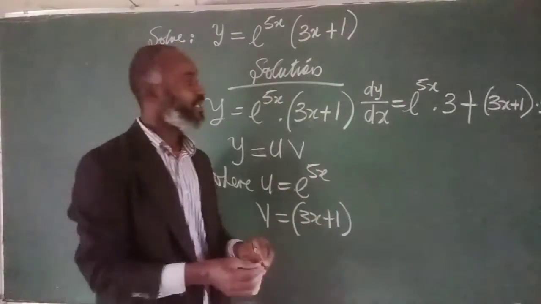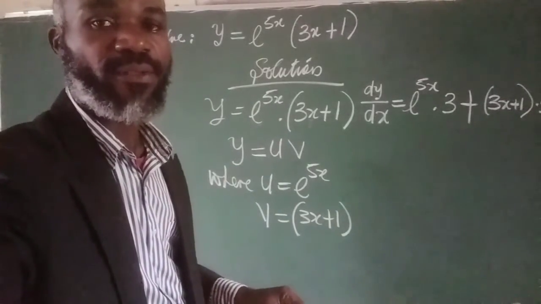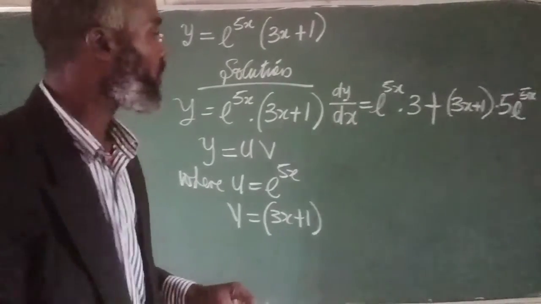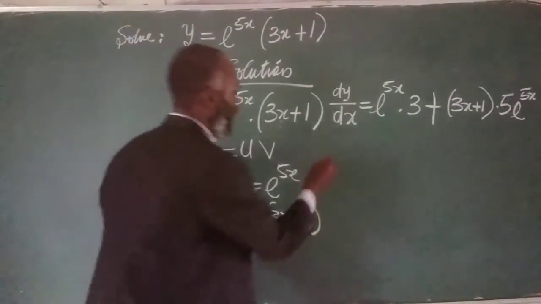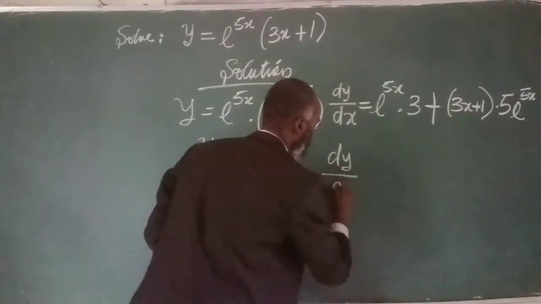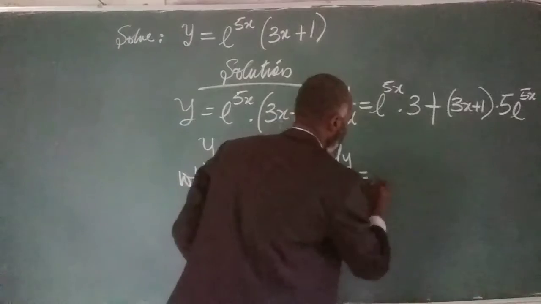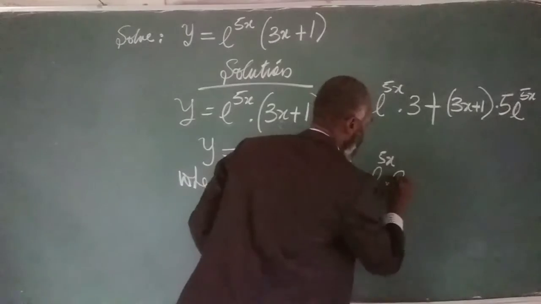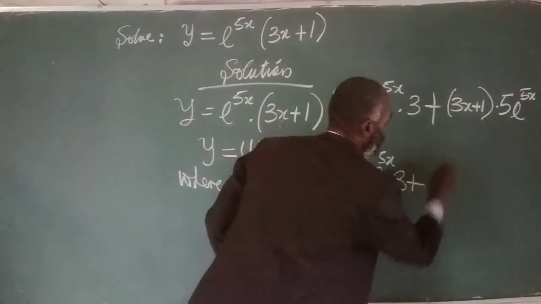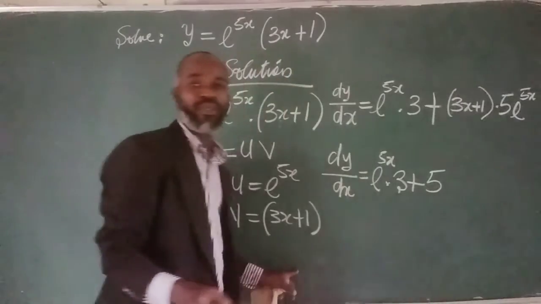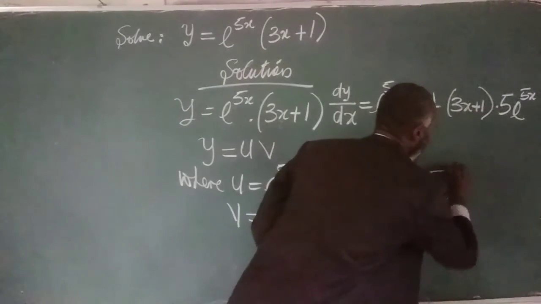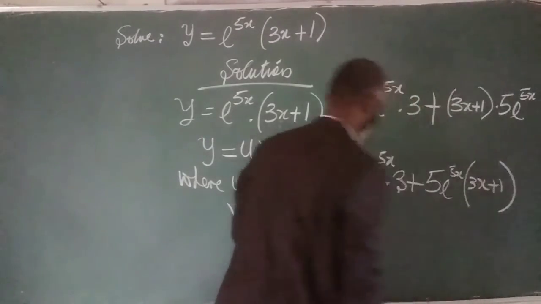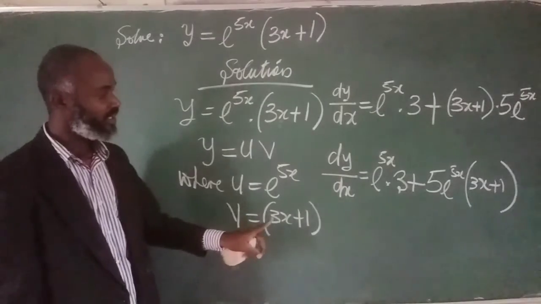So that is it. Okay, let me adjust my camera so that the end will be exposed. All right, so that's what it means. So if we have that, our expression becomes dy/dx is equal to e^(5x) times 3, plus we bring down that 5, then we have e^(5x) times bracket 3x plus 1, bracket close. So with this, it's clear.